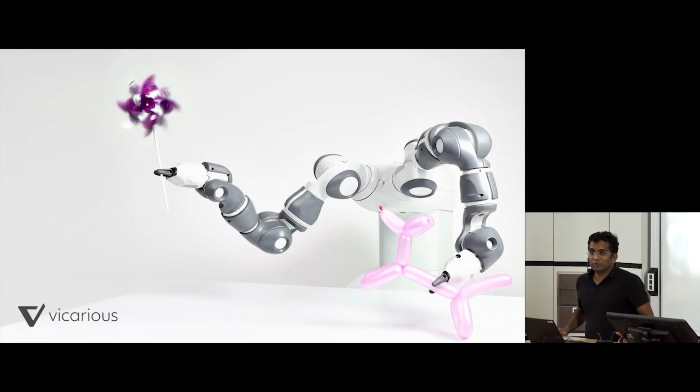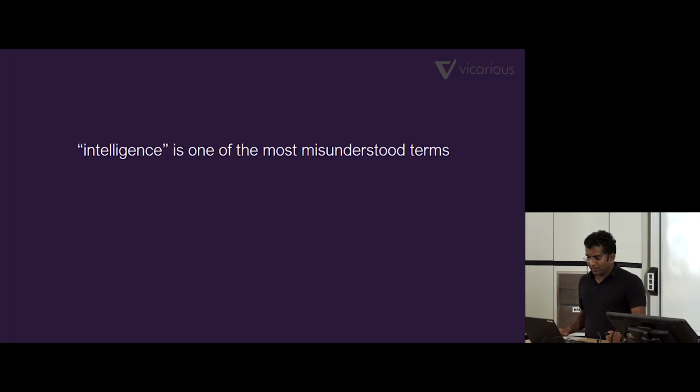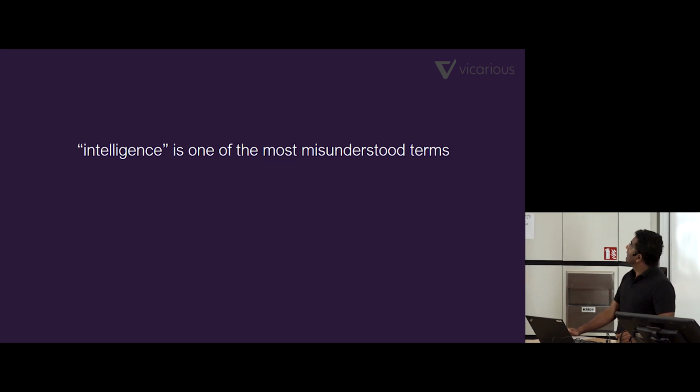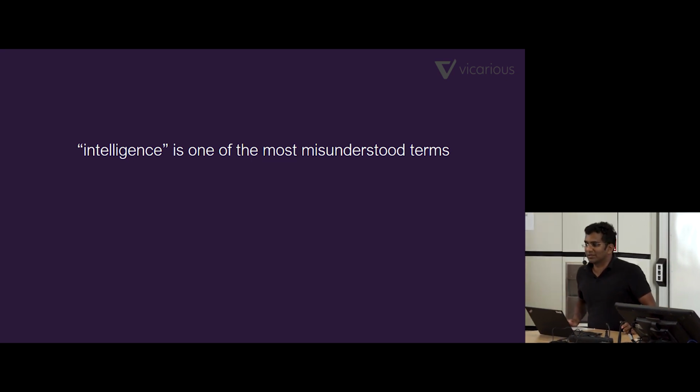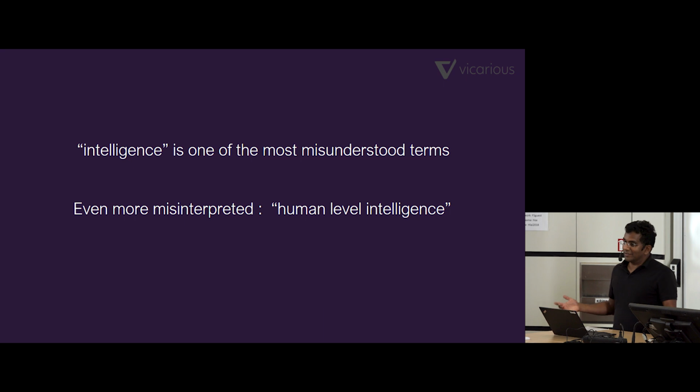Okay, so I'm going to talk about building intelligent machines that work like the human brain. In fact, I would contend that intelligence is one of the most misunderstood topics that exists. We don't really understand what intelligence is. In fact, if there is something that is more misunderstood than intelligence, that is human-level intelligence. Even that is misunderstood and often used in inappropriate contexts. I hope I will get to explain this throughout the talk.